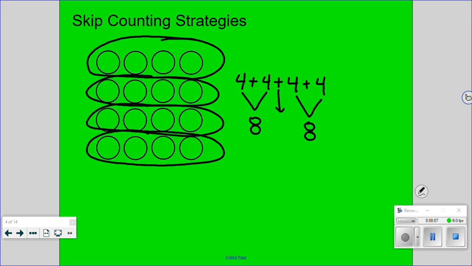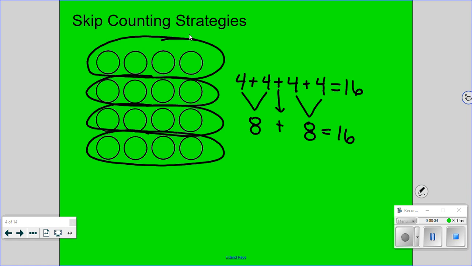I'm just going to bring my plus sign down. And what I've done is just combine some numbers to make new numbers to make my equation a little easier for me. Now I just have to do 8 plus 8. I can count on, I can make it 10. Any strategy you know to solve 8 plus 8, that's going to give me 16. So I know 4 skip counts of 4 is going to give me 16.